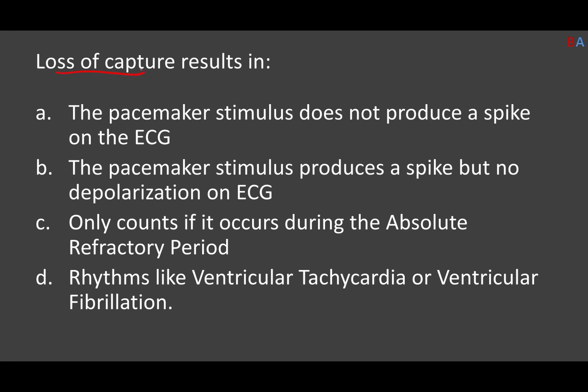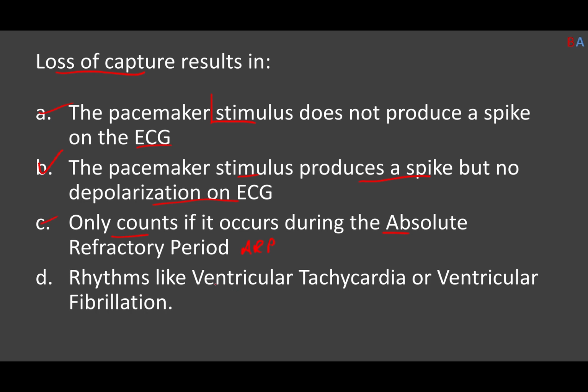Loss of capture results in which of the following? The pacemaker stimulus does not produce a spike on the ECG. That's not accurate because we know that you can still see the spike when the pacemaker is functioning. The pacemaker stimulus produces a spike, but no depolarization. That's accurate. Loss of capture only counts if it occurs during the absolute refractory period. No, that's not true, so we can check that one off.